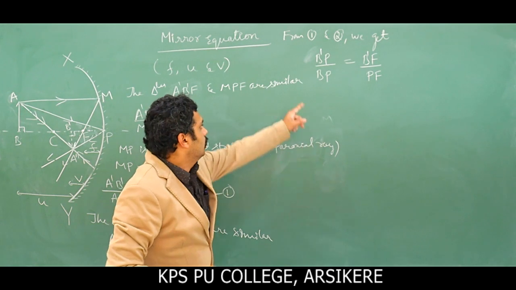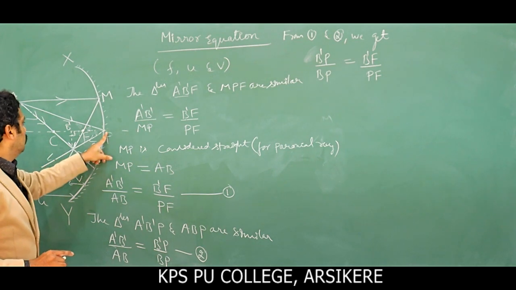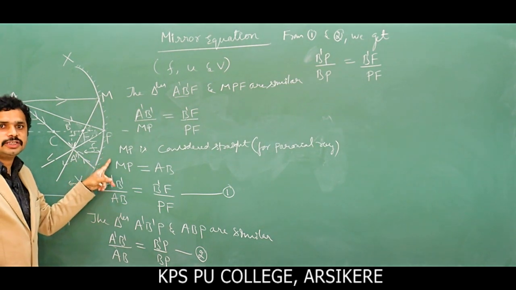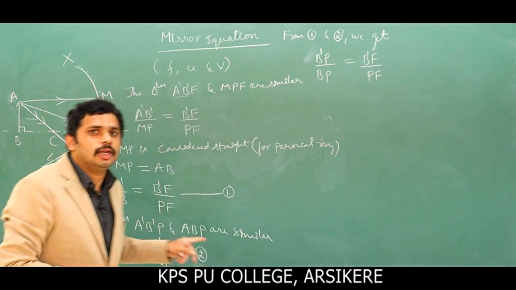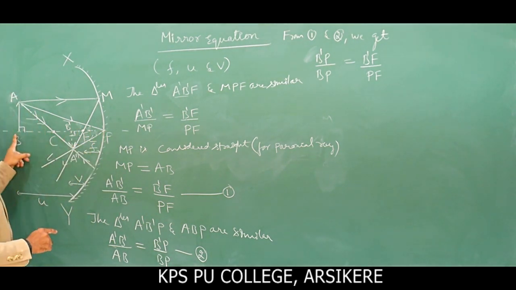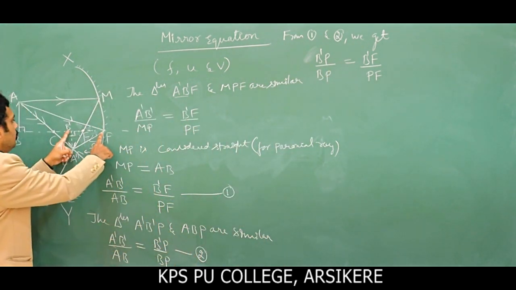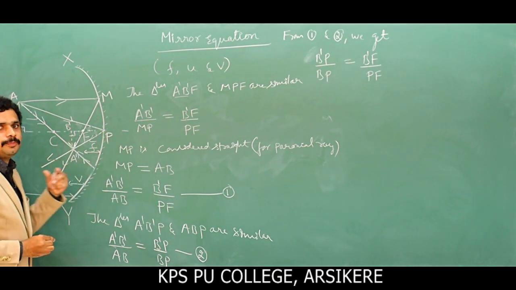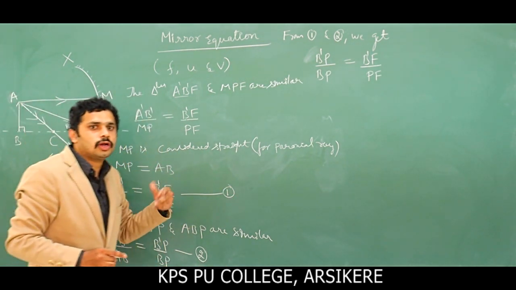Look here. BP or PB, look here. PB means U. We know that here I am using sign conventions. All the distances are measured from the pole of a mirror. You know that all distances must be measured from the pole. Now BP means I must go from P. BP means U, the object distance. B dash P means I must go from the pole to B dash, which is V. PF, we know that PF means F, the focal length.